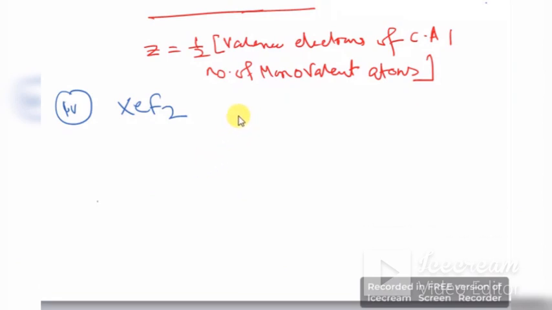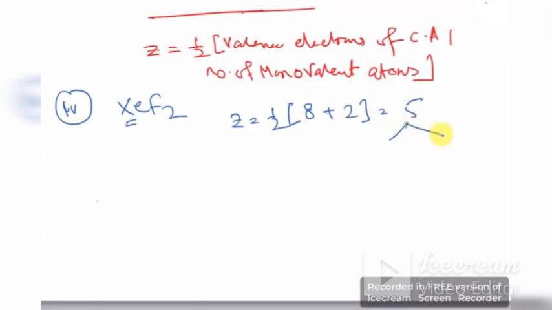Now I'll take another structure. Find the value of Z. How can you find the value of Z? Z is equal to half of the valence electrons of the central atom. Xenon is a noble gas, so it will be 8. And how many monovalent atoms? Fluorine, 2 monovalent atoms. So this is 10 by 2, again it will be 5.